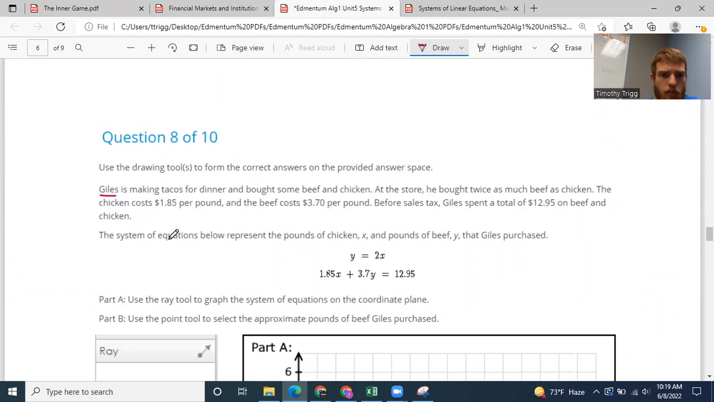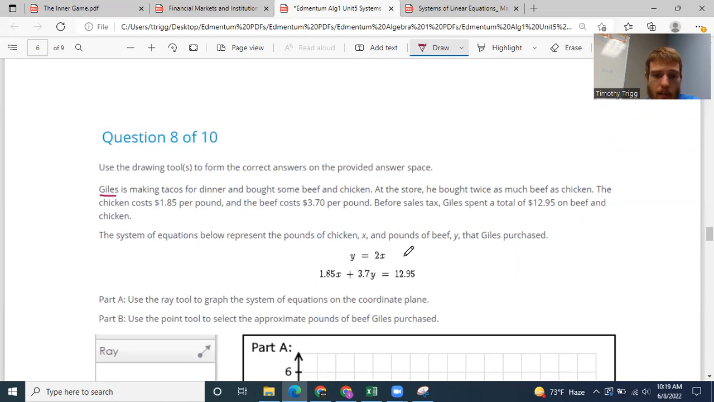Giles is making tacos for dinner and bought some beef and chicken. At the store, he bought twice as much beef as chicken. The chicken costs $1.85 per pound, and the beef costs $3.70 per pound before sales tax. Giles spent a total of $12.95 on beef and chicken. The system of equations below represents the pounds of chicken, x, and the pounds of beef, y, that Giles purchased.